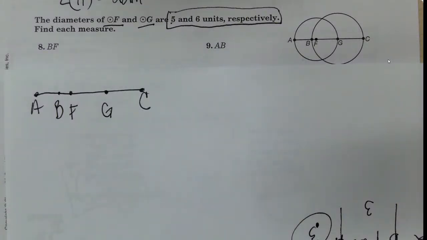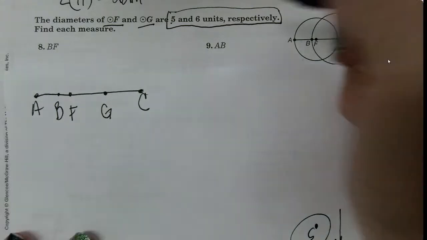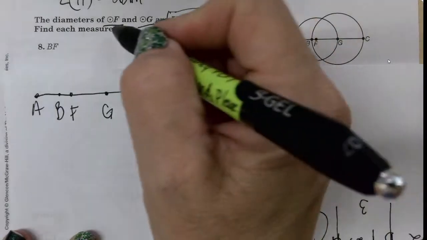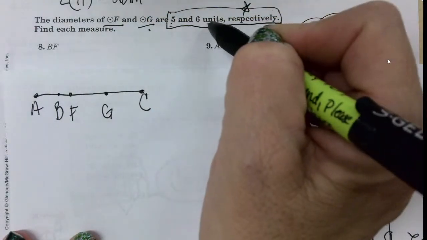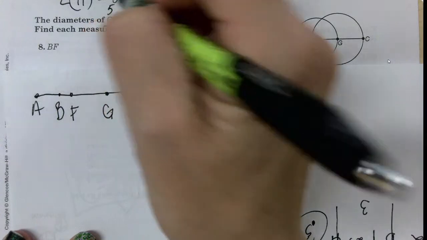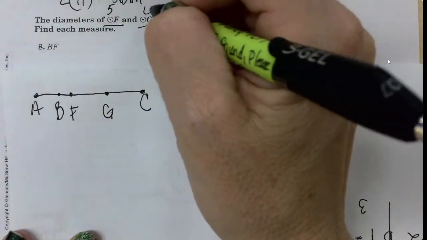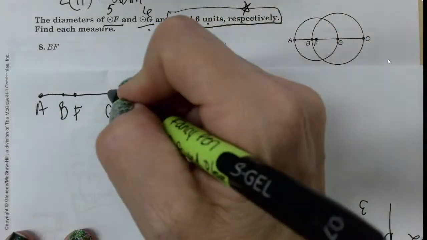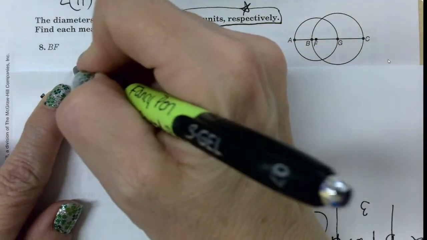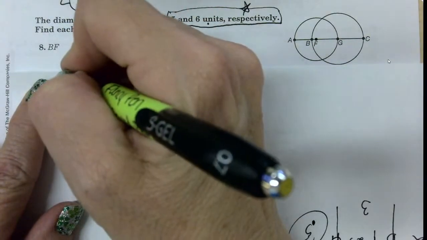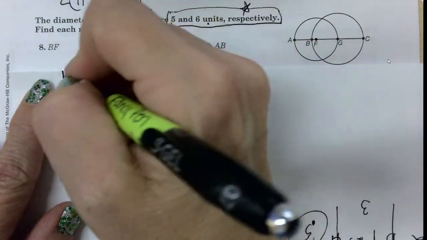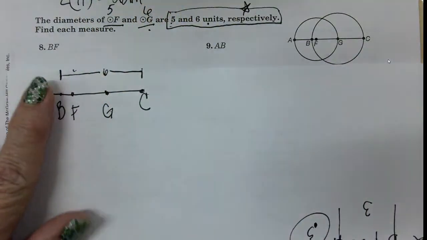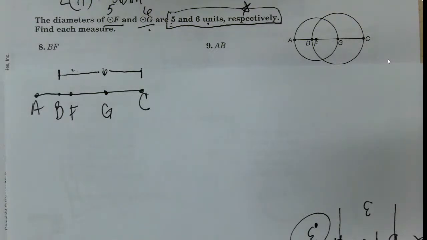So, 5 and 6 units respectively. So this means when we see the word respectively like this, that means whatever order they're listed in here, they're listed in the same order here. So, circle F is 5, circle G is 6, okay? So, that's diameter. Now, we're looking at circle G, and its diameter is from B, right, all the way to C. This diameter is 6 units, okay? Now, that's important information. We're going to come back to it in a minute.